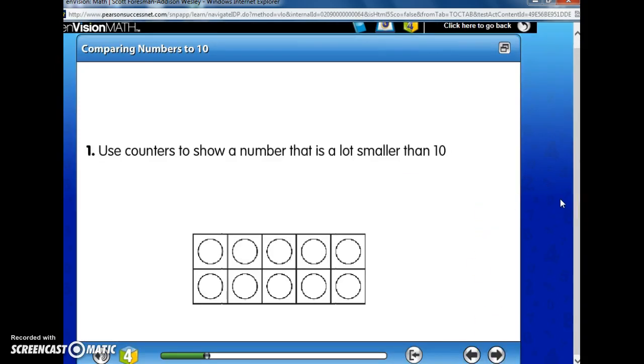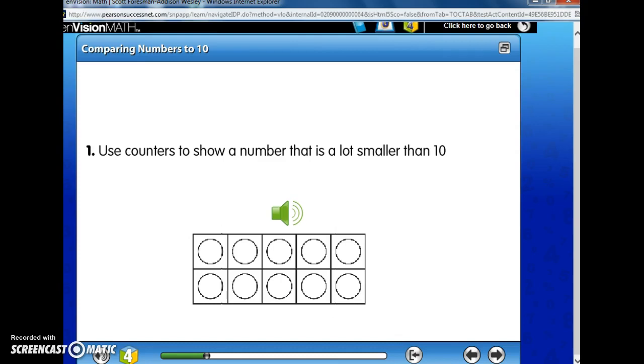It's your turn. Okay, I want you to get out a red crayon and a pencil, please. Put your pencils in your pencil tray. Grab your red crayon. Now I want you to fill in the circles to show how many boxes? Use counters to show a number that is a lot smaller than 10. How many boxes are in this tens frame? Yeah, 10. Okay, listen. Guys, I did not say the color yet. You gotta follow directions.